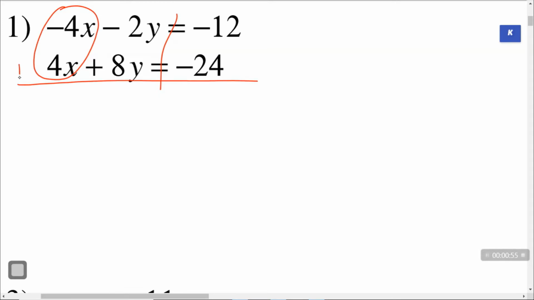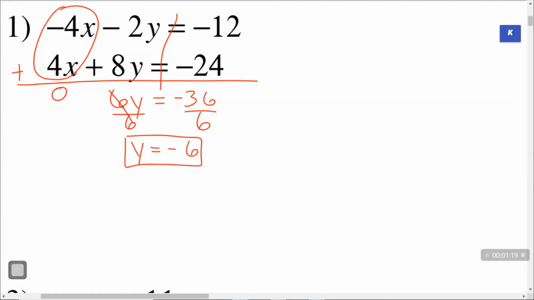So it's already set up to combine my two equations together and eliminate my x, because when I combine them, those cancel. Negative 2y plus 8y gives me 6y equals negative 12 minus 24, which is negative 36. And then from there I can divide by 6 on both sides to find that y equals negative 6. At that point I know y, and to find x I go back to either of my original equations. It really doesn't matter.